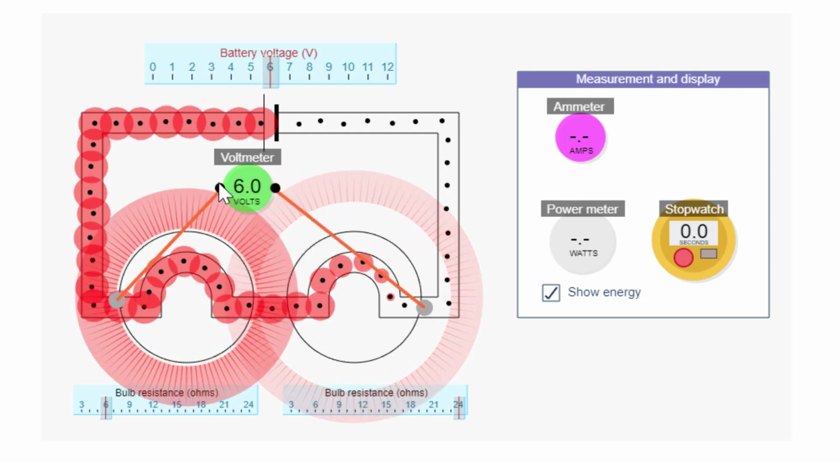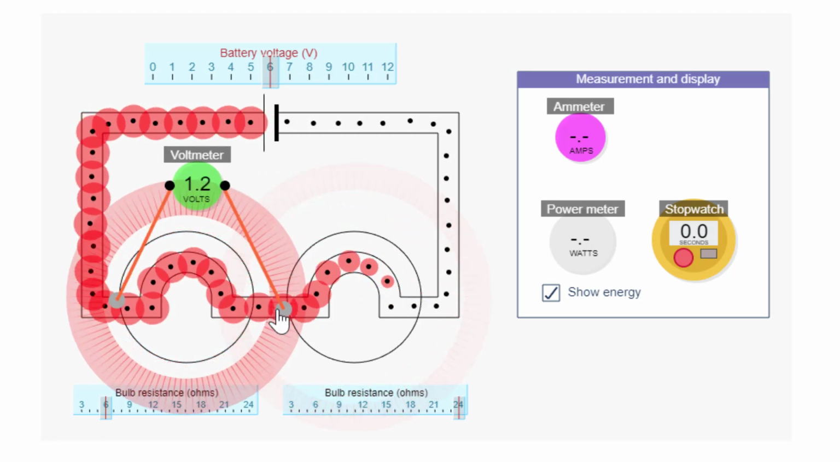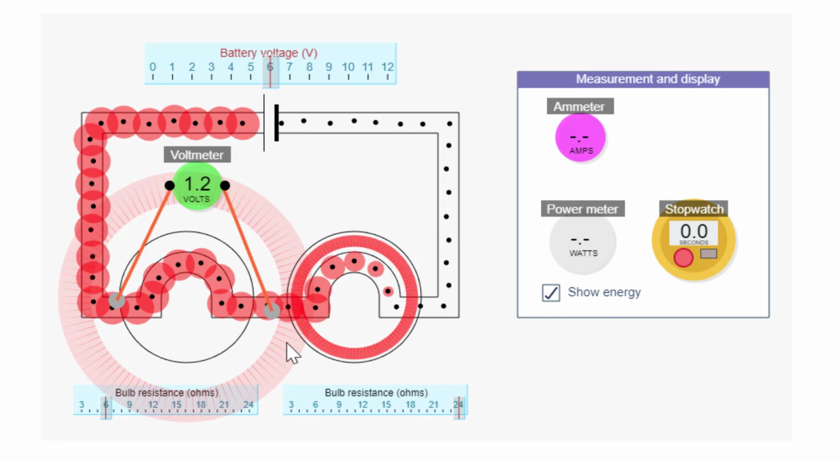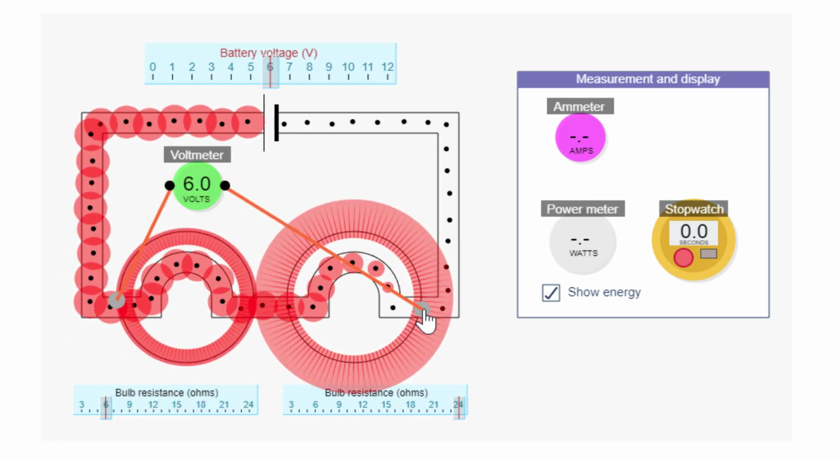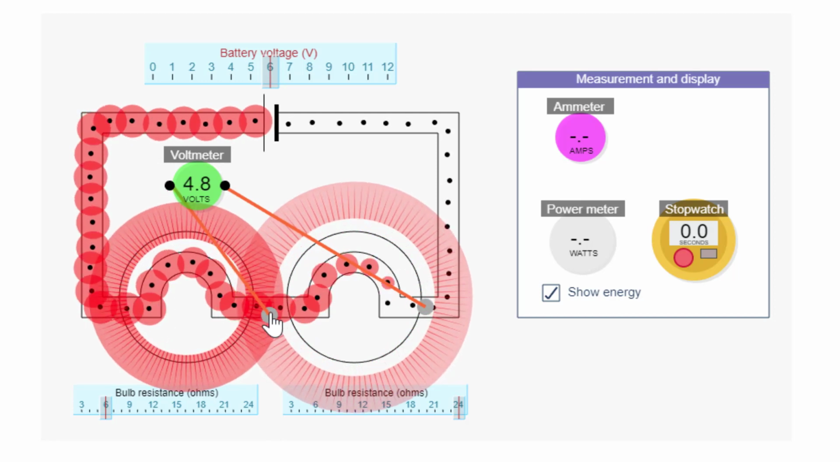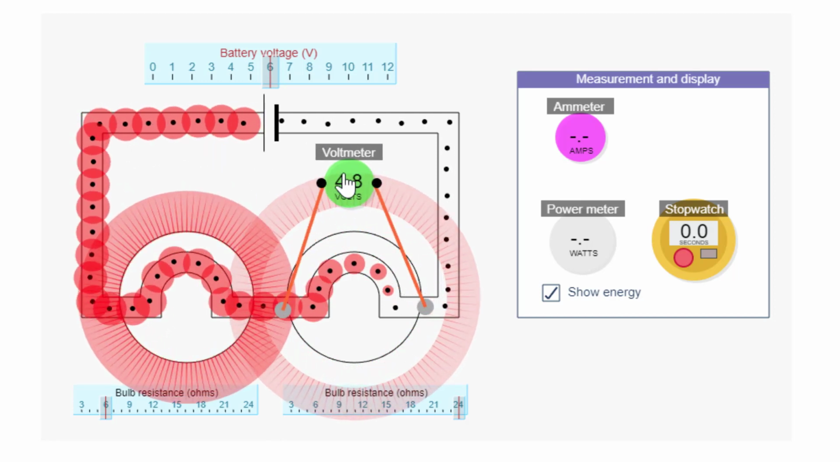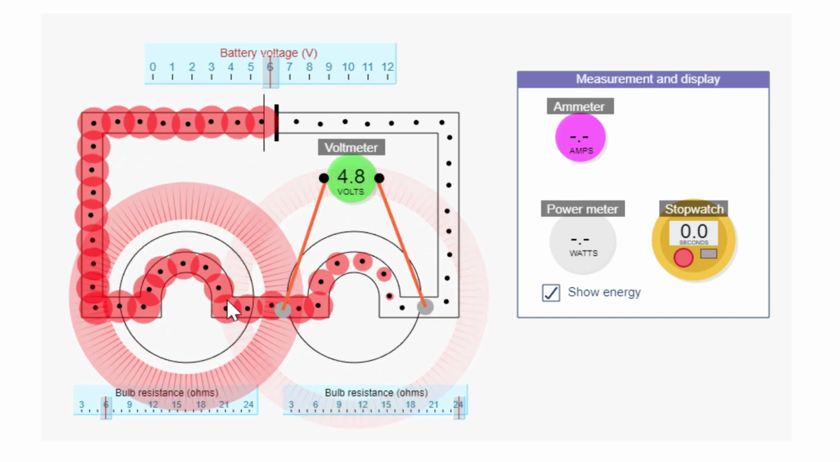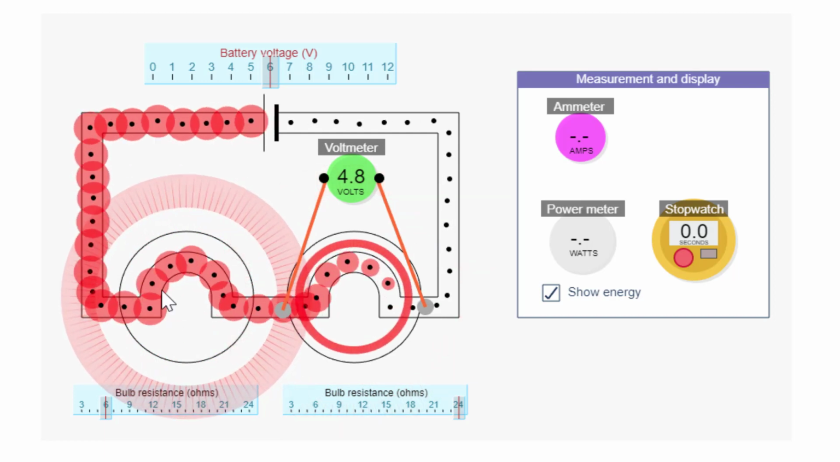Let's just see if that's the case. There might be a rounding error. Yeah, 1.2. There we go. We can get the same effect of seeing this bulb getting a bigger and bigger share of the voltage by reducing the resistance of this bulb.